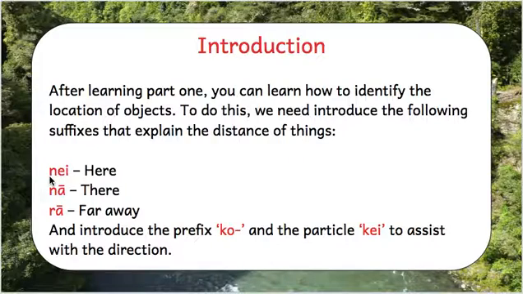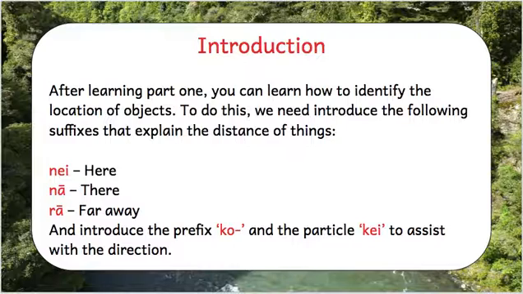Nā as in there. Ra as in far away. So if it's there, close proximity to the person, you can point at the object and say nā or ra. And introduce the prefix ko and the particle k, as in kte, to assist with the direction.